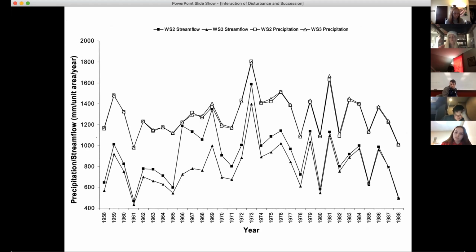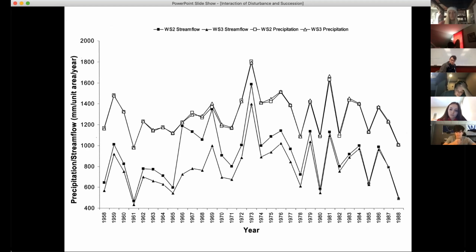And so this difference between this black square and this black triangle, that's the difference in transpiration between a deforested watershed and an intact watershed. And over time, what happens to those stream flow numbers? By the time you get to 1978, 1979, what's happened to stream flow in watershed 2 and watershed 3? They're almost the same again.